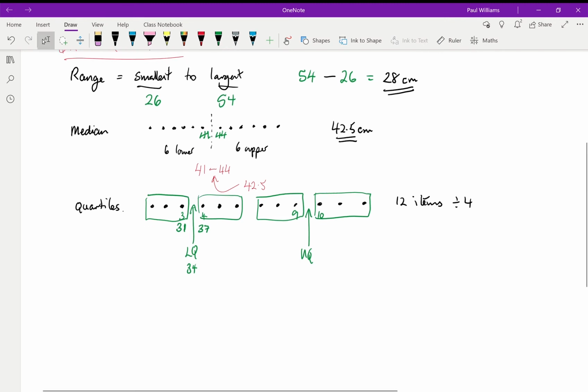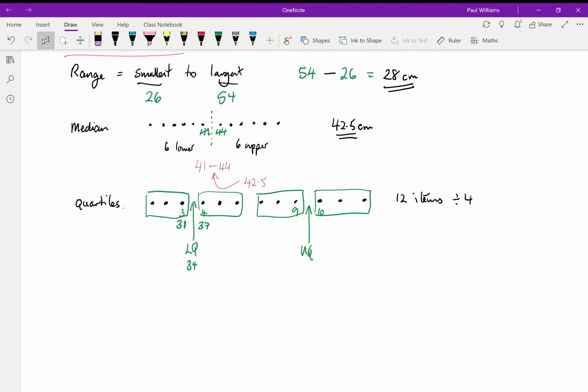But you don't have to use that as the lower quartile because there are various definitions of the lower quartile. And sometimes you can say, well, okay, I'll just take the third data item. So 31 could be my lower quartile, because there are at least 3 of these 12 items, so a quarter of the data lies below or equal to 31. You can choose either 34 or 31, but you need to be consistent.